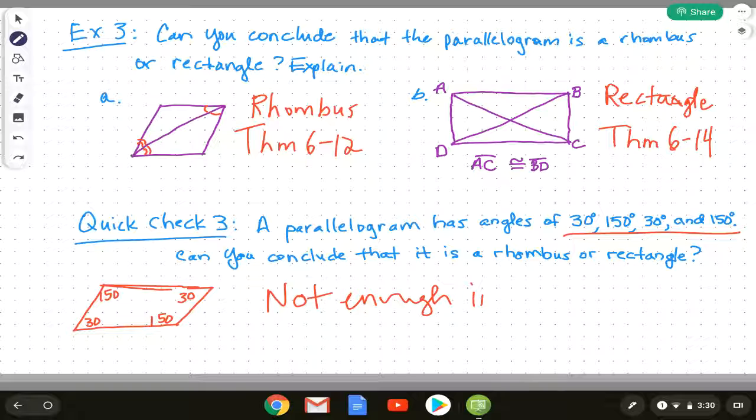Okay, so work the problems for section 6.4 and I'll see you in class.